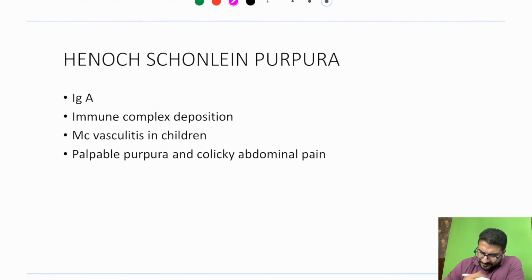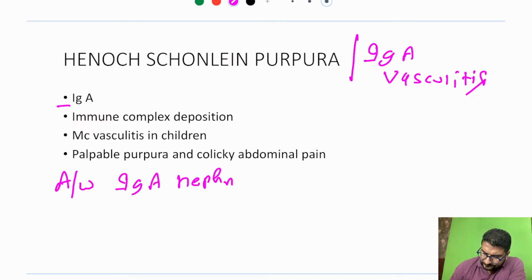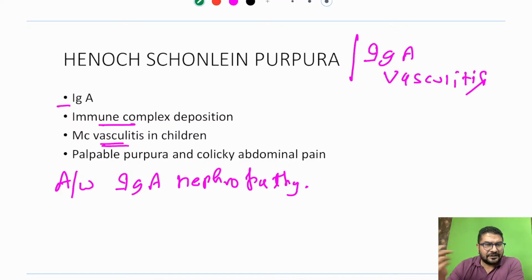Coming to Henoch-Schönlein purpura, understand we also call this IgA vasculitis. The patient will have IgA; this disease is also associated with IgA nephropathy. और ये टॉपिक FMG एग्जाम में बार बार पूछा जा रहा है. You will see immune complex deposition. It is the most common vasculitis in children. In Indian children, Kawasaki is slightly more common.